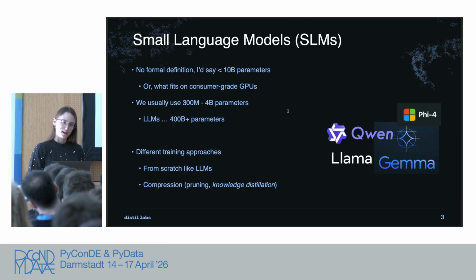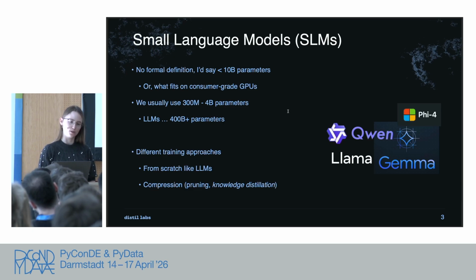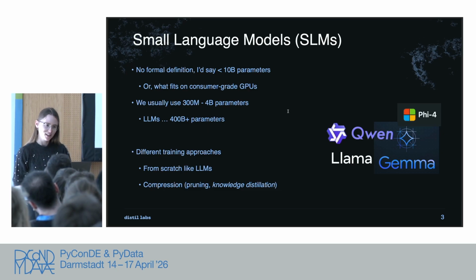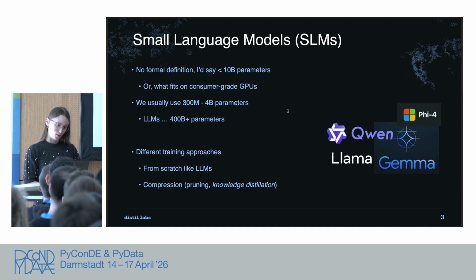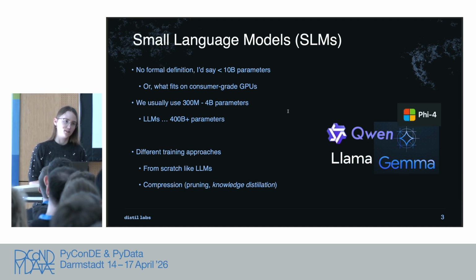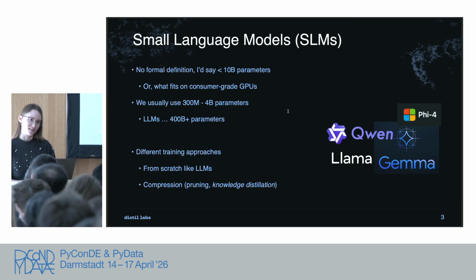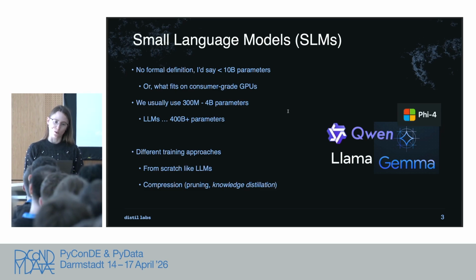So, what are small language models? I don't think there's a formal definition. I'd say it's something that fits on your computer. If you have a good GPU, it might be larger. If not, then it's usually under 4 billion parameters. I think for us, it's under 4 billion, but it could also be under 10 billion, under 40 billion. Anything larger gets harder to train and also possibly to deploy.